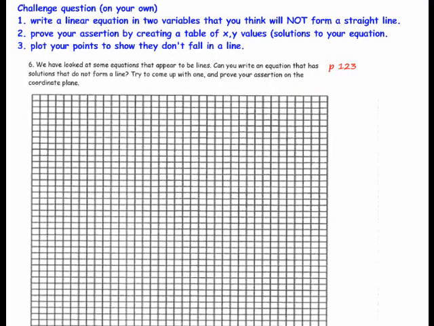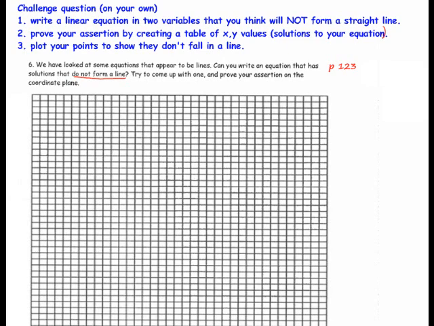Number 6 is a challenge question to do on your own. It says, we have looked at some equations that appear to be lines. Can you write an equation that has solutions that do not form a line? Try to come up with one and prove your assertion on the coordinate plane. To do this, you will write a linear equation in two variables that you think will not form a straight line. Prove your assertion by creating a table of x, y values, solutions to your equation. Plot your points to show they don't fall in a line. See if you can come up with this, and we'll share our results tomorrow in class.